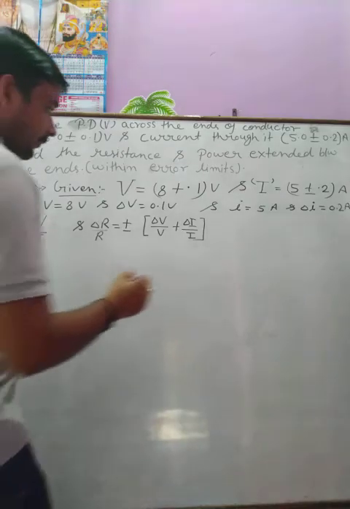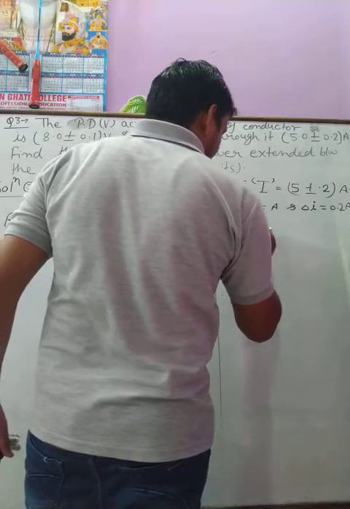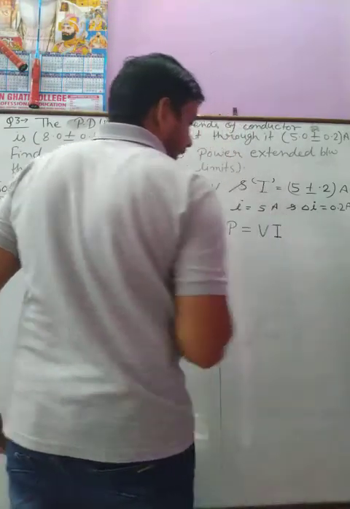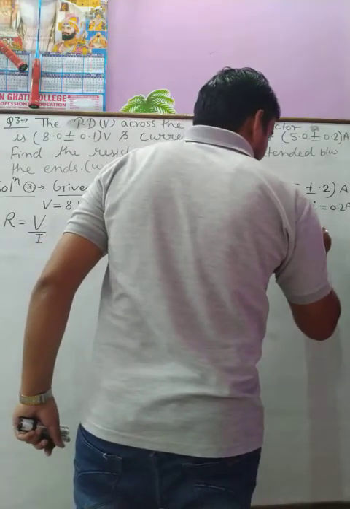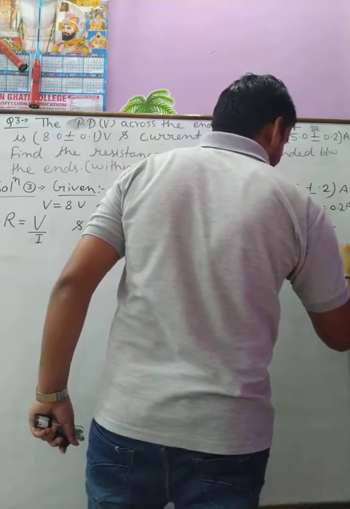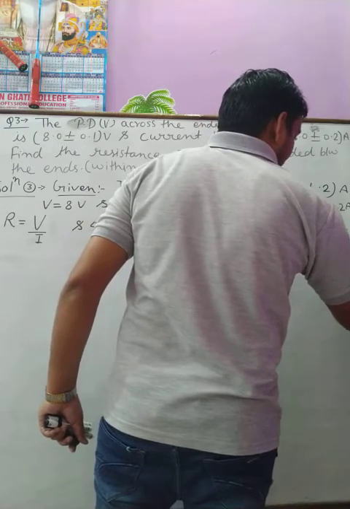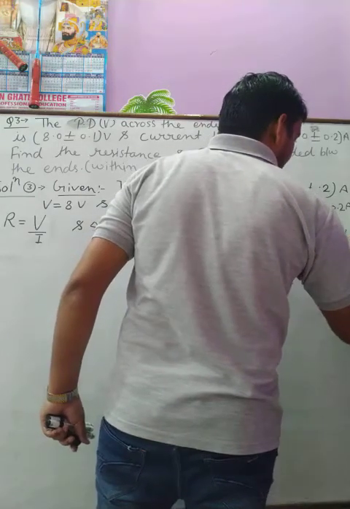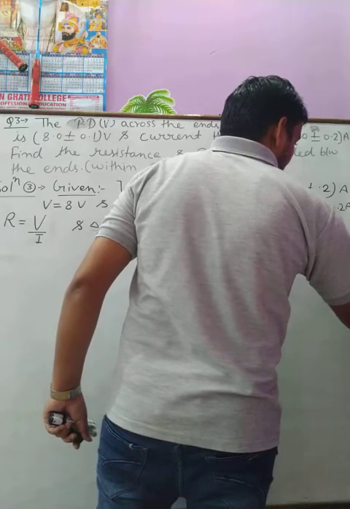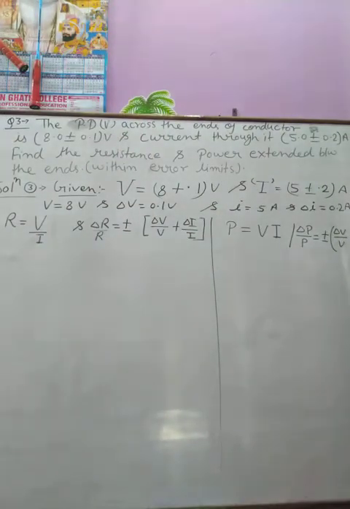Okay, next student we have for power. We will solve for power. For power we have P is V into I and error in power del P upon P is plus minus, del V upon V and plus del I upon I. These are the solution formulas we have. Now first we calculate resistance. Resistance R is equal to V upon I.